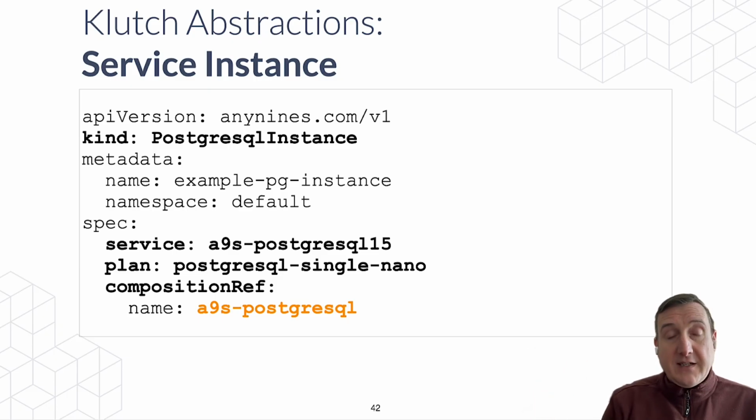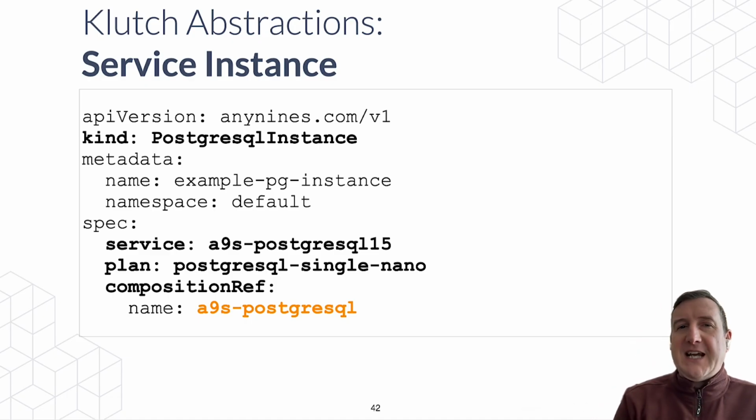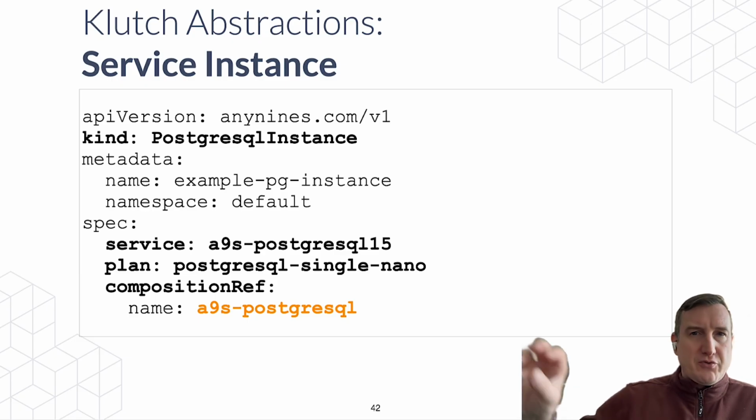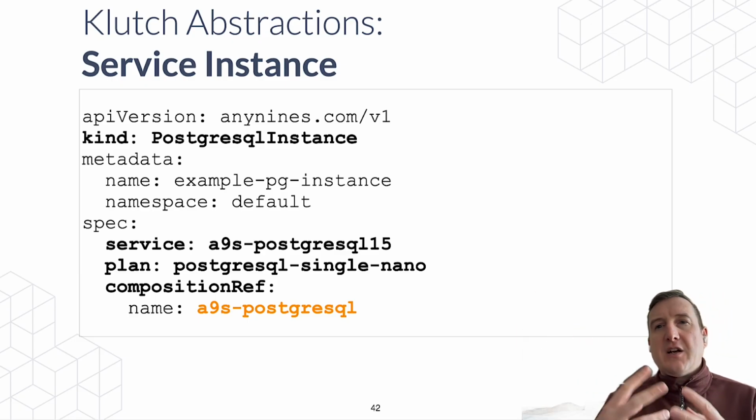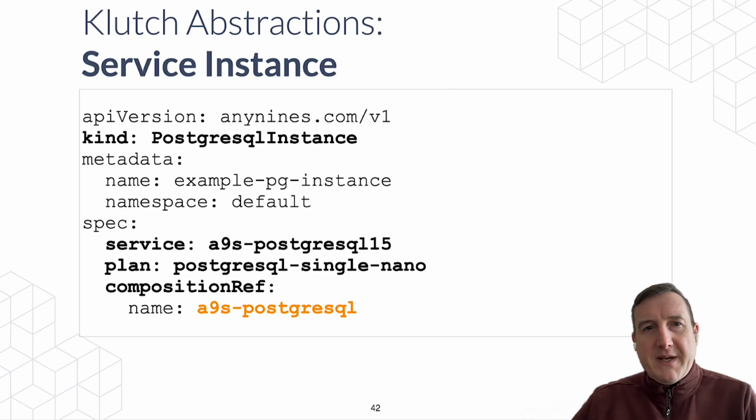But not only that, you have the declared state of that service instance obviously in the application cluster, but it will also be automatically replicated to the Klutch control plane, providing you that cloud controller like central metadata registry.